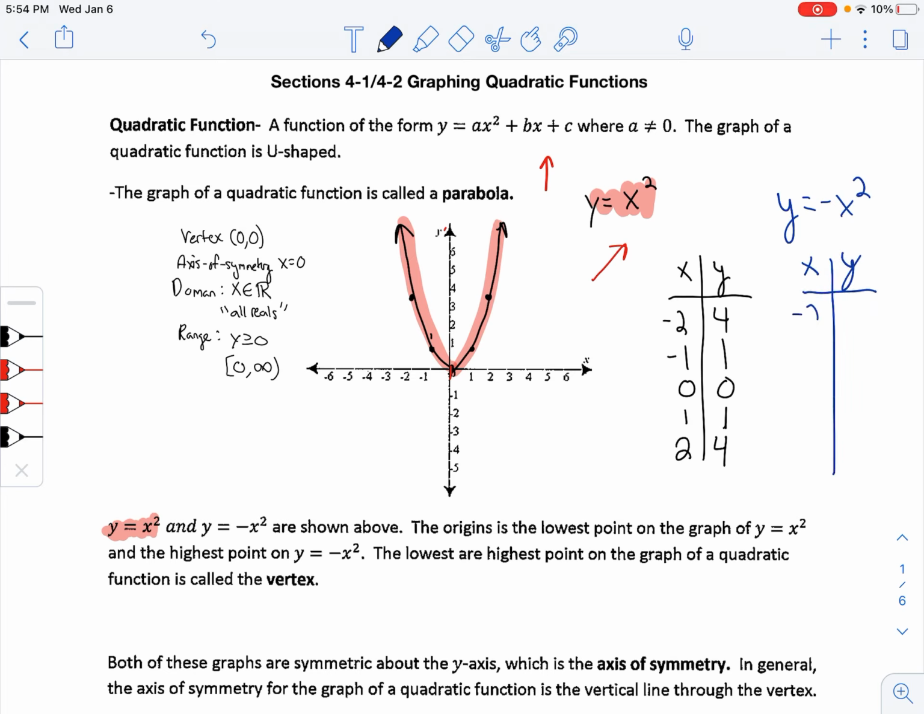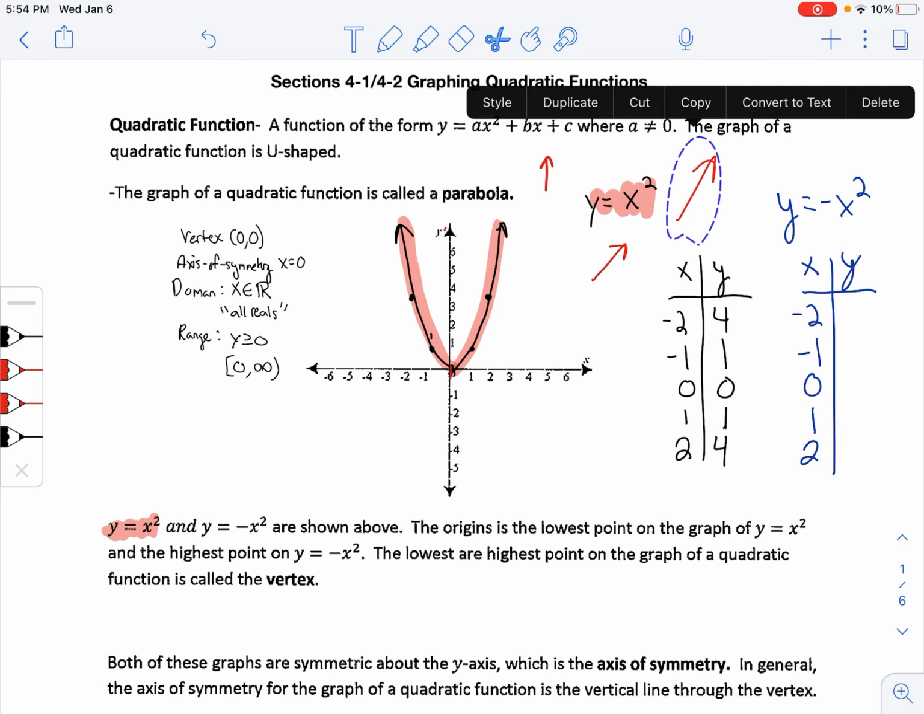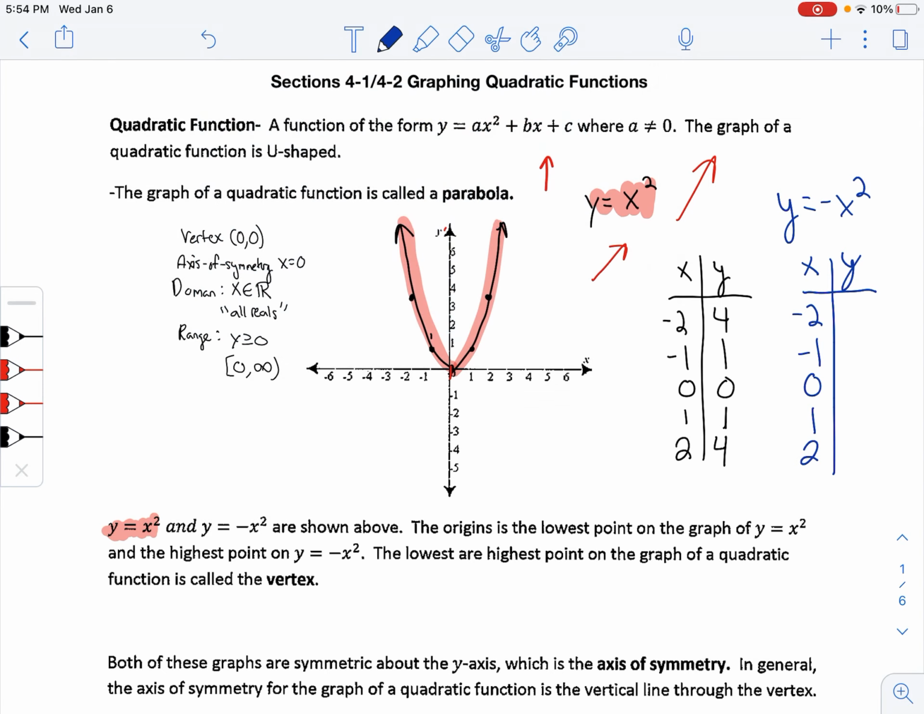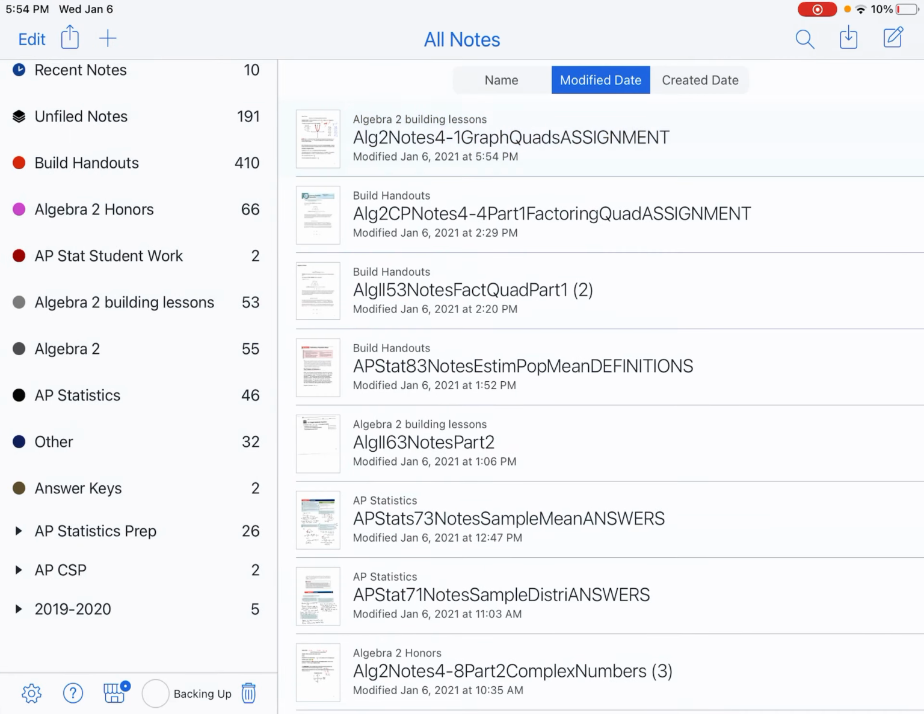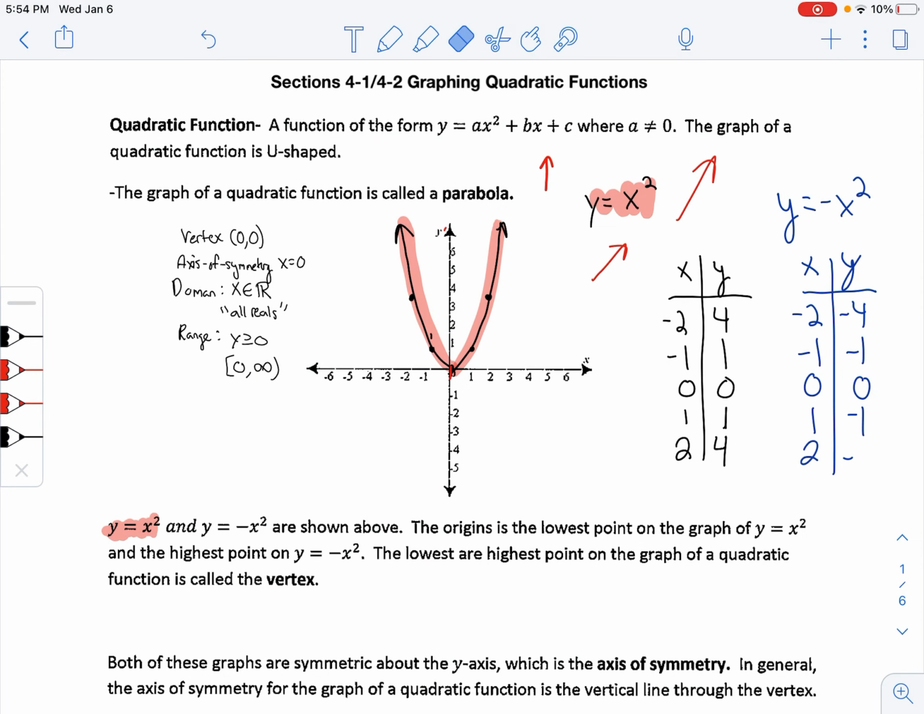We'll graph the same points: -2, -1, 0, 1, and 2. When you plug these in, -2 squared is 4, and then you take the negative in front, so it's -4. For -1, -1 squared becomes positive 1, then you do the negative in front. You do the exponent before you multiply by the -1 in front. I'll make this quick, because this is getting kind of long. So this is -4, -1, 0, -1, and -4 for the last one.